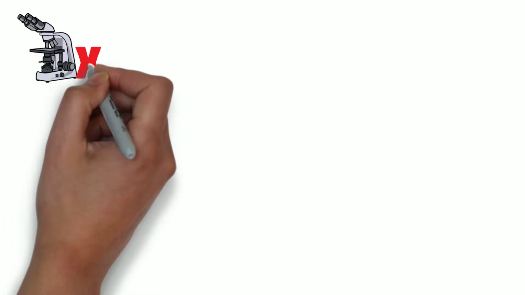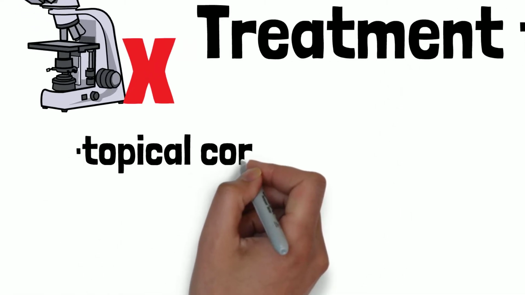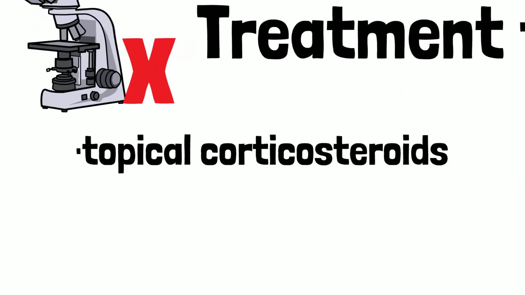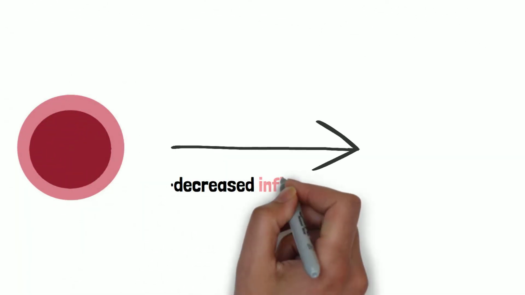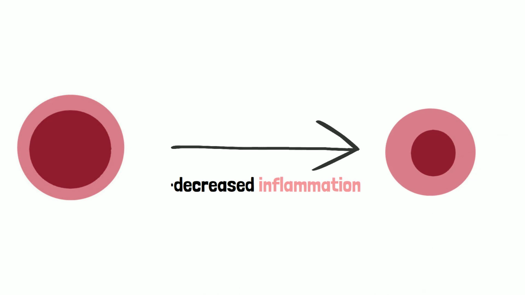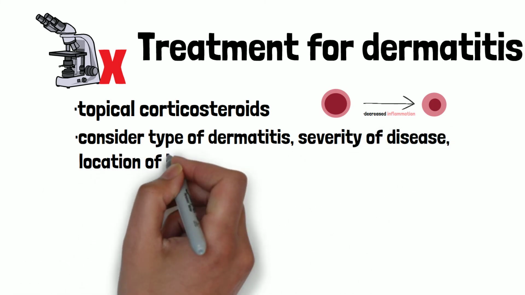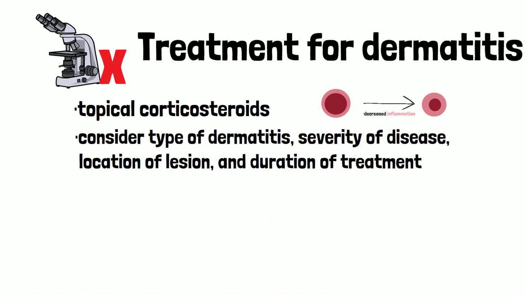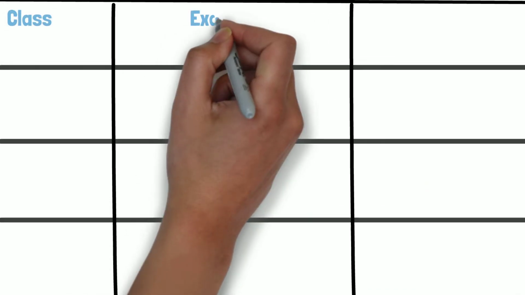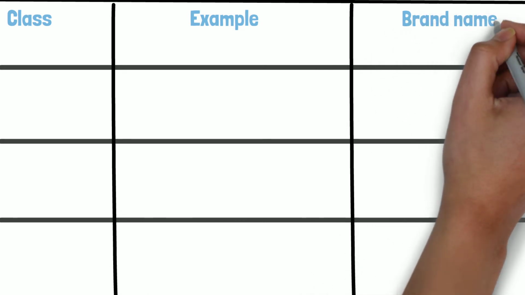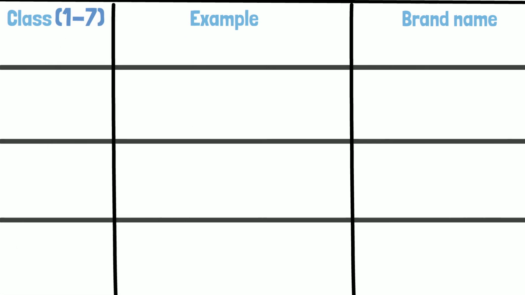If the skin scraping rules out fungal infection and you are confident with a diagnosis of dermatitis, topical corticosteroids are the treatment of choice. They have anti-inflammatory properties and cause cutaneous vasoconstriction, which help with pruritus and reduce inflammation. The choice of specific topical corticosteroid depends on the condition, severity of disease, location of lesion, and duration of treatment. The U.S. classification system grades topical corticosteroids based on potency, with Class 1 being super high potency and Class 7 being least potent.